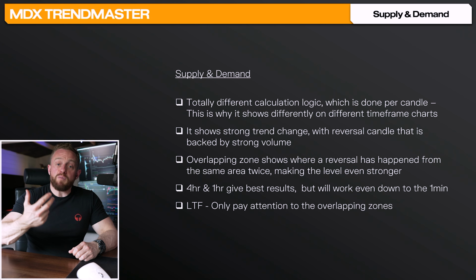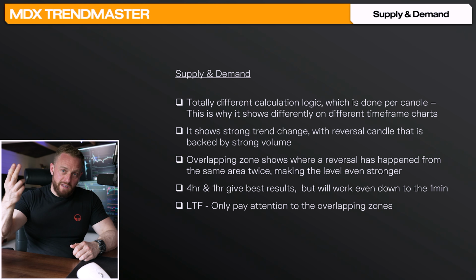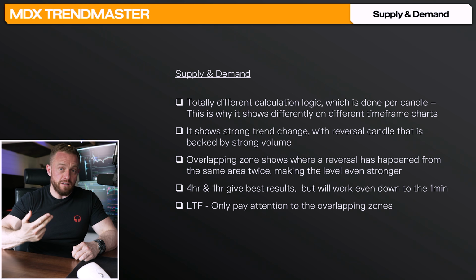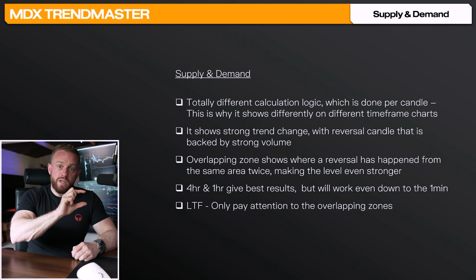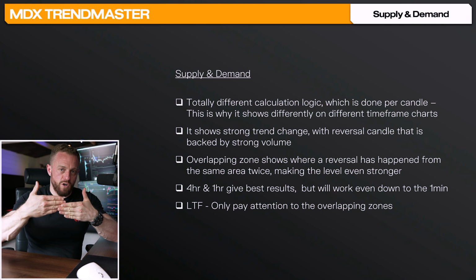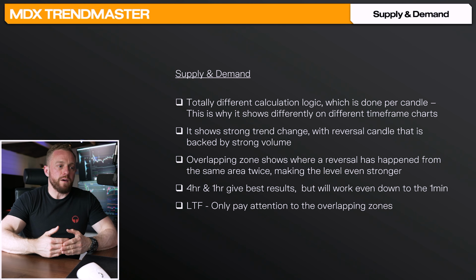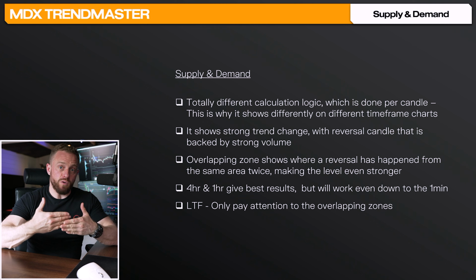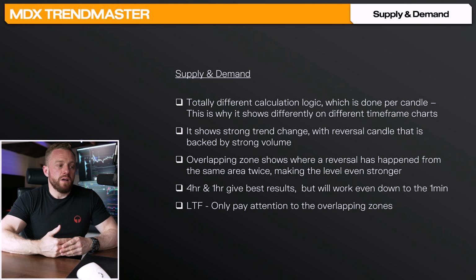Secondly, if price then goes back into that zone and taps it for a second time and gets rejected again and reverses again, then it will create another overlapping zone on top of the first one, making that zone kind of coloring a higher intensity, where you can see kind of 2 overlapping boxes. And that makes that supply or demand zone even stronger.